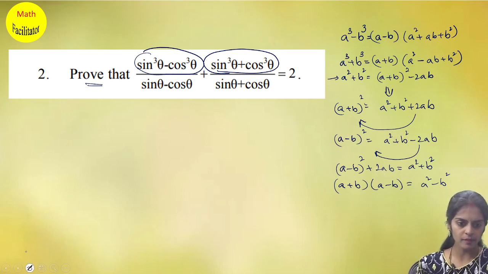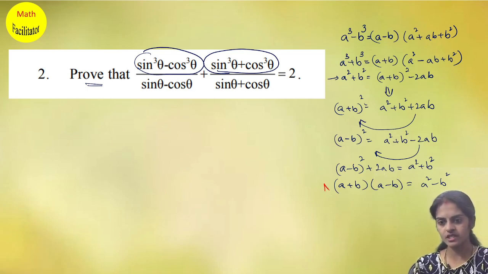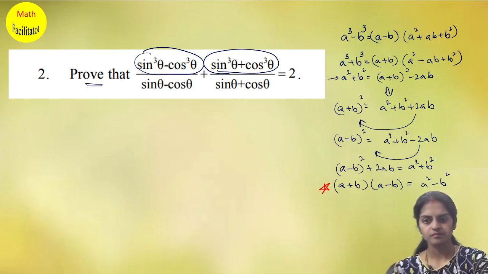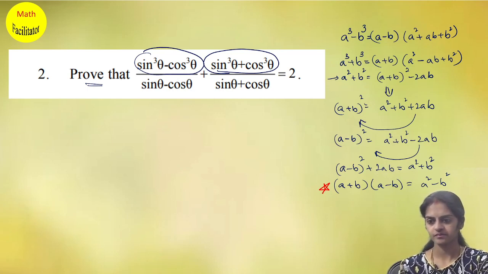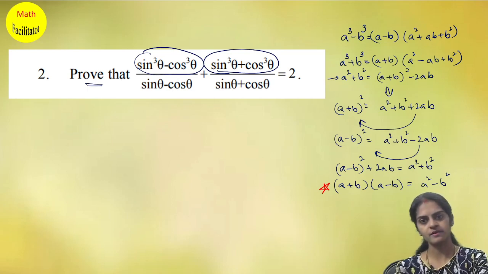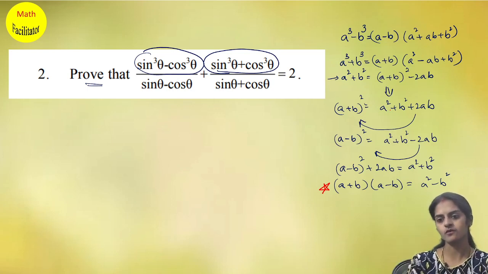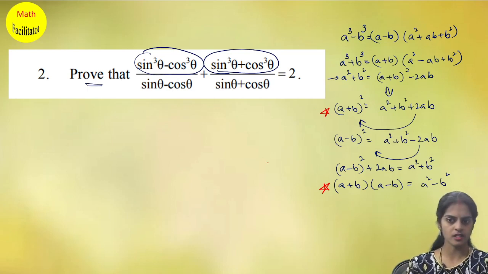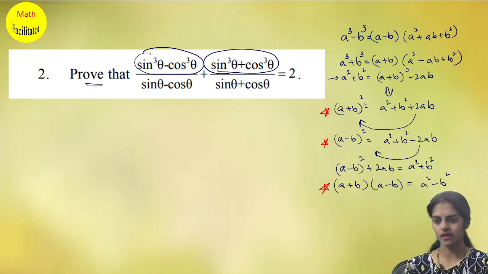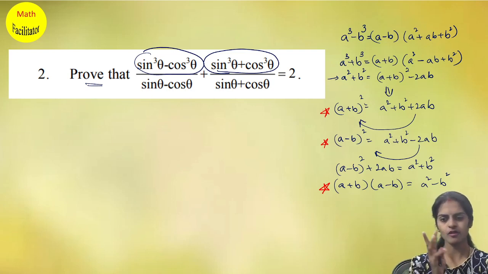So no confusion people, I'll make it more simple for you. So this is one identity you will learn. A plus B into A minus B is A square minus B square. And then you have this one. A plus B whole square is A square plus B square plus 2AB. A minus B whole square is A square plus B square minus 2AB. These three identities you have been learning from childhood. So these you will learn again.